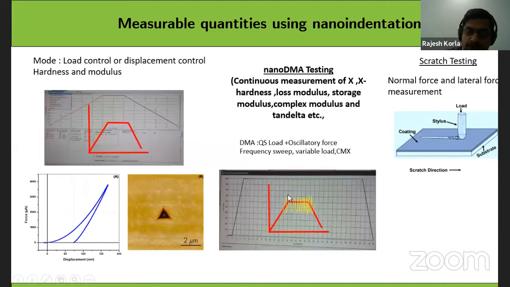On top of that, you can also apply a sinusoidal function on the load. That means increasing load, decreasing load, with some particular 10 to 20 micronewtons kind of oscillating load. From there, you can actually calculate the stress strain response. One thing is that we can calculate the modulus, and the second thing, which is very important in viscoelastic materials, is the stress to strain response.